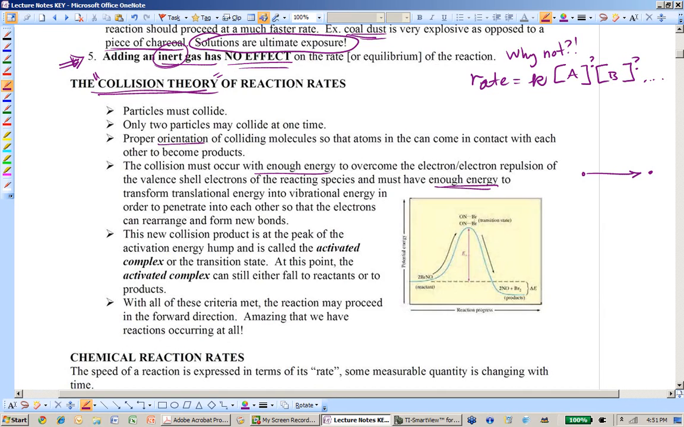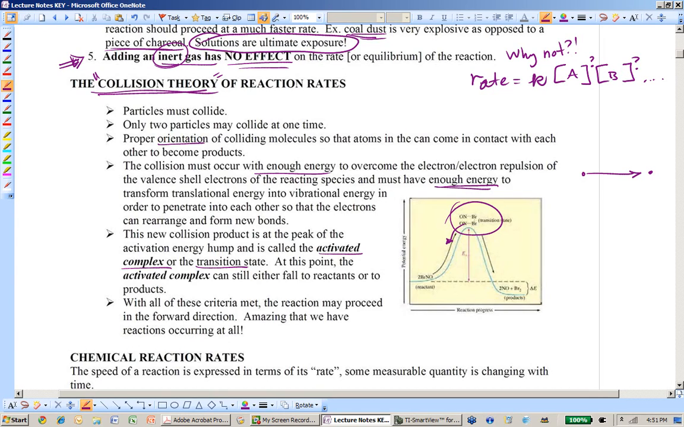All right, so this new collision product is going to be at the peak, the top, the tippy top of this diagram with this big giant hump on it. And it goes by several names just to mess with you. Activated complex, transition state, because you know grown-ups can't get along. You've heard that speech before. And that activated complex or transition state at this point can either fall backwards, which is just a pity because all that work and nothing's going to happen.